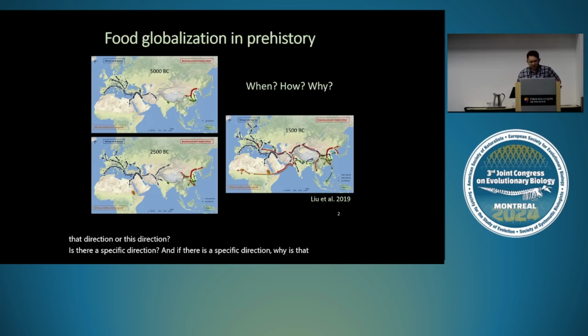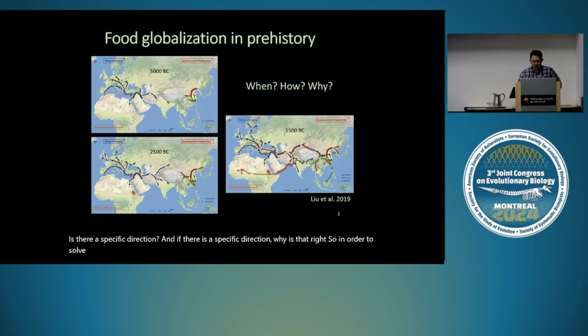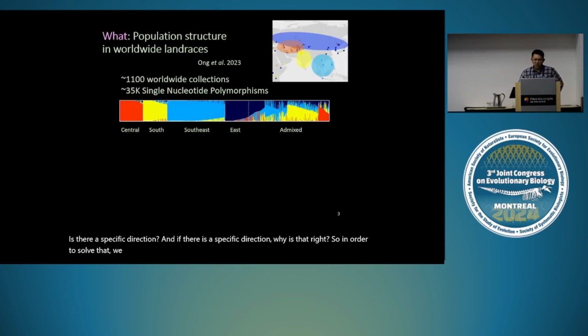Right. So in order to solve that, we work on a crop that we call mung bean. And mung bean, as I have in the first photo, is the little green bean kind of thing. So they're like the Asian counterpart of common bean, actually. Right. So we knew that mung bean was first domesticated in India. That came from archaeology.